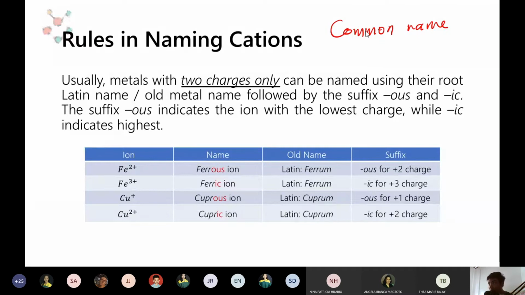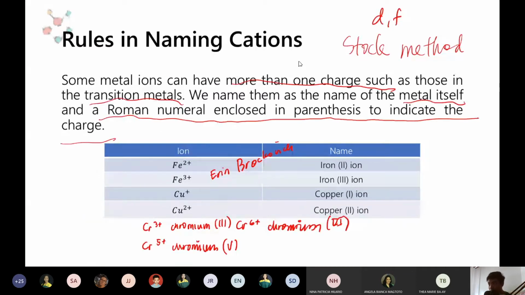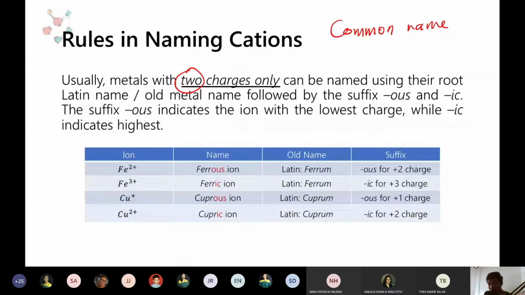So, paano yung ganap ng common name? Usually, there are metals with two charges only. Take note, dalawa lang yung charge ng ibang metals, for example, iron and copper. So, dalawa yung kanilang primary charges. In such cases, pag dalawa lang yung charges nila, we can use the common name as well, bukod sa stock method. Pwedeng stock method, pwedeng common name. Kailan nag-a-apply yung common name? Pag dalawa lang yung common charges niya.